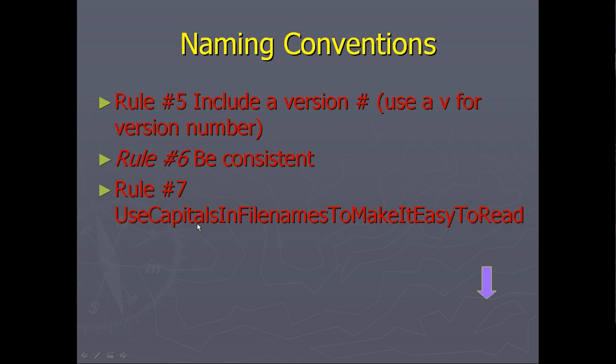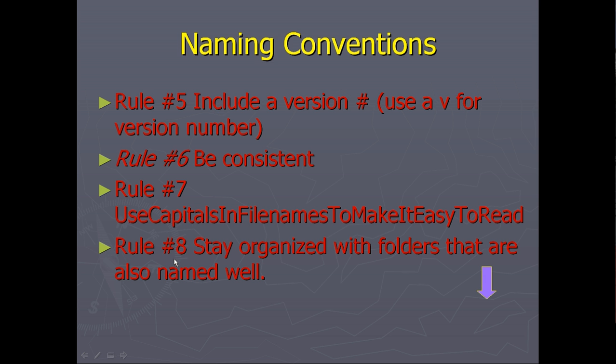Number 7, use capitals in the file names to make it easy to read. So you can see I use the capitals, even though I didn't have to put underscores, because the capitals make it easy to read, and definitely don't put the spaces. That's not a good way to do it. Rule number 8, stay organized with folders that are also named well. So whenever, as you saw when we made our folders, I'm trying to force you guys to stay organized with your folders so I can find stuff and you can find stuff. Okay, and we already talked about it.